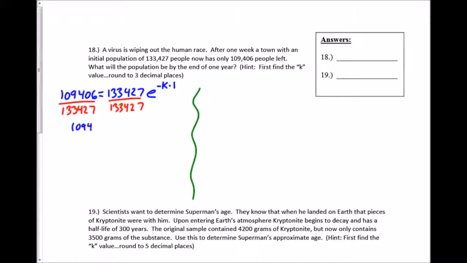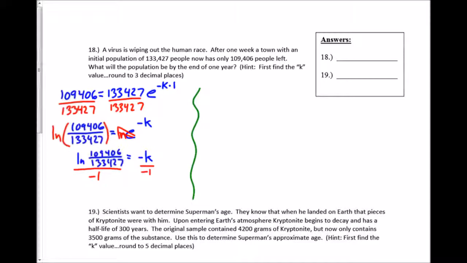So now, once again, I'm going to leave that as a big giant fraction. It's going to be easy enough to plug into my calculator the way it is anyway. And then I've got e to the negative k. I take the natural log of each side. Natural log and e cancel out. So I have the natural log of the 109,406 over the 133,427 equals the negative k. And then I just divide each side by a negative 1. And again, this is just a job for my calculator. I plug it in.